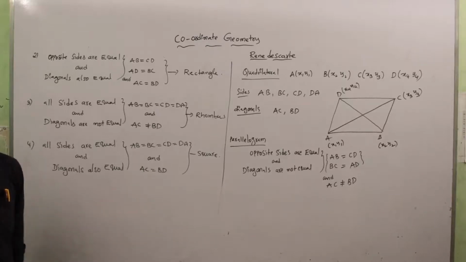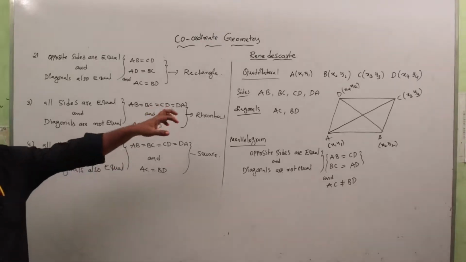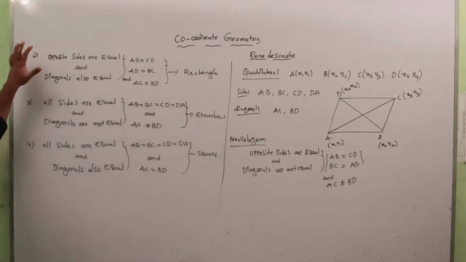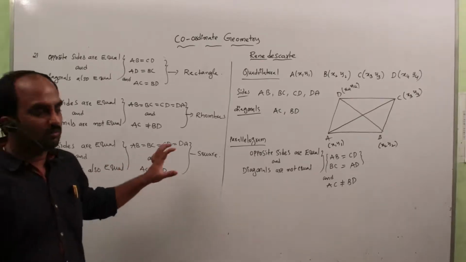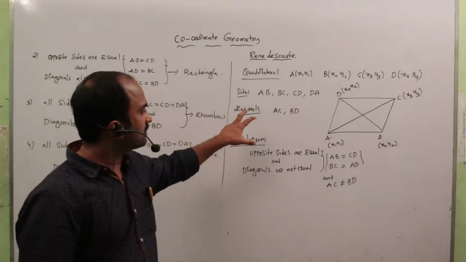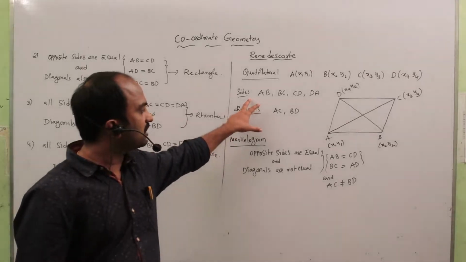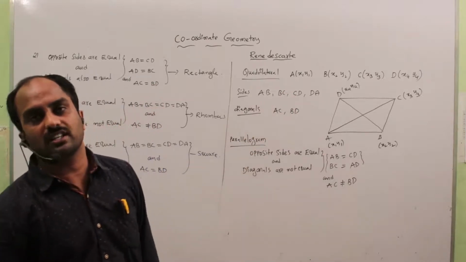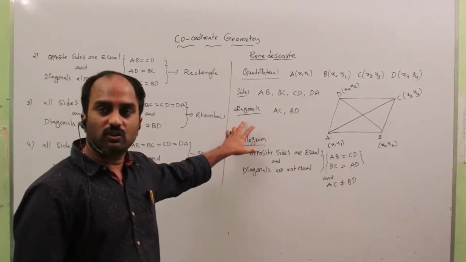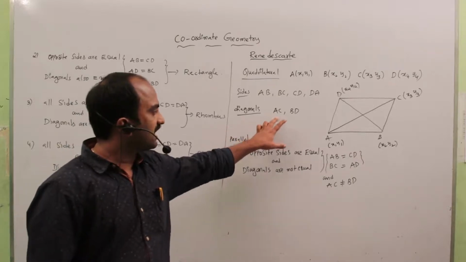Which type of questions will you get? In the question they give 4 vertices and they ask to show that the given vertices make a quadrilateral, a parallelogram, a rectangle, a rhombus, or a square. Whatever the question, the method is: first we find the lengths of the 4 sides by using the distance formula. Next we find the 2 diagonals, AC and BD.